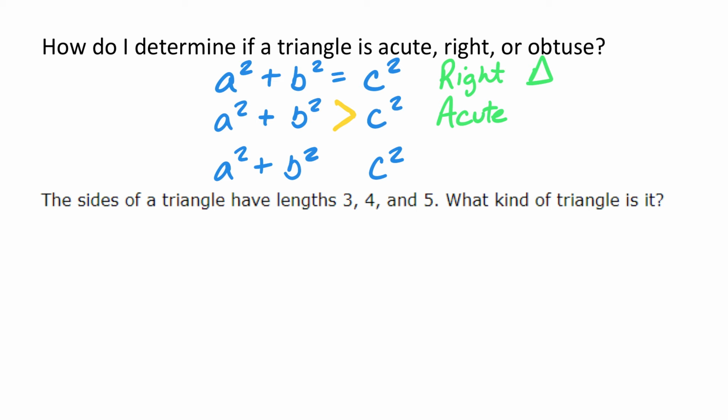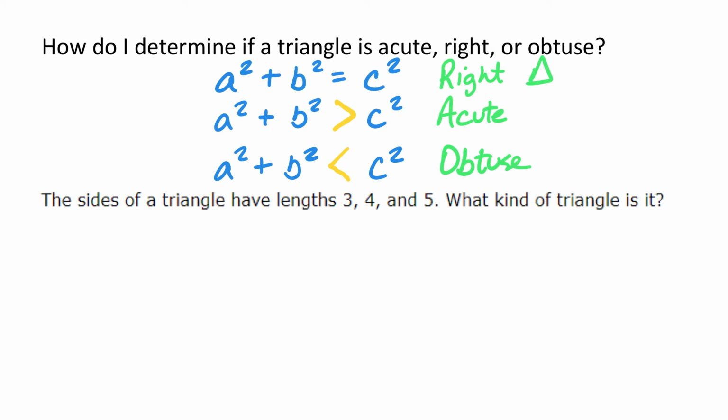And if a squared plus b squared is less than c squared, we have an obtuse triangle. So if the big guy wins, it's obtuse. Big guy, big angle; small guy, small angle. That means, again, that on an acute triangle, all of the angles are acute. On a right triangle, one angle is right, and on an obtuse triangle, one angle is obtuse. You can't have more than one right or obtuse angle.